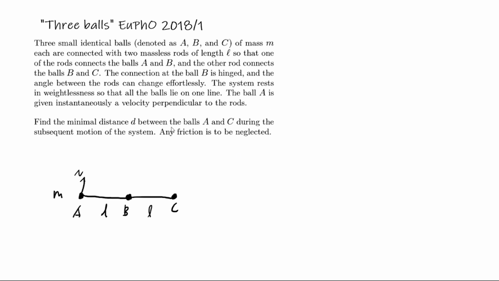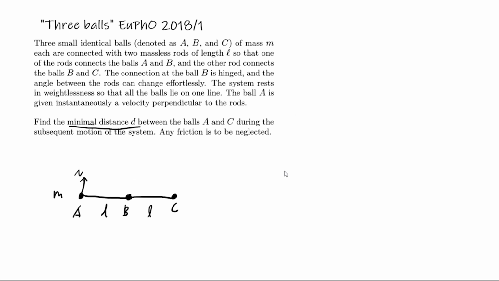And so after it's given velocity v, let's think about what happens. Well, it's going to start rotating, and then the other things are going to have to move to account for conservation of momentum, and that's also going to change some angular speeds, and that's going to cause other things to change because of conservation of angular momentum, and there's going to be all this complicated motion going on. But the problem really only asks us to find the minimal distance d here.